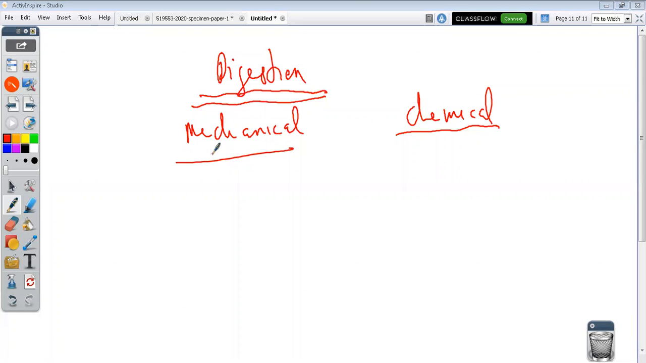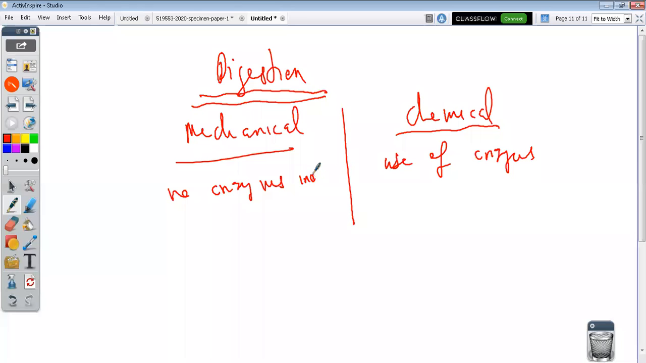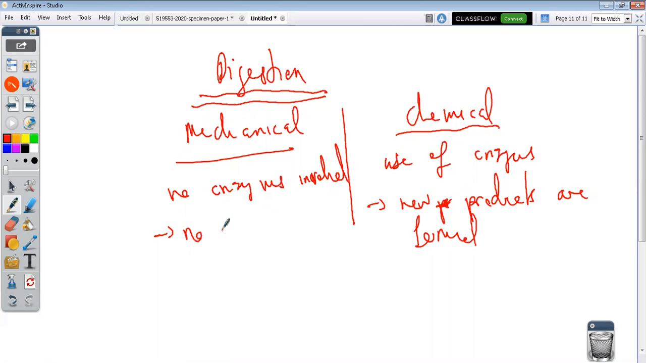What's the difference between chemical and physical? Mechanical digestion involves physical movement to break down the food into smaller pieces, and chemical uses enzymes to break down the food. Okay, so use of enzymes. I simply wanted simple answers. Use of enzymes, versus no enzymes involved. With chemical digestion, new products are formed. With mechanical digestion, you are simply breaking down the same product into smaller pieces, no new product. Make sense?